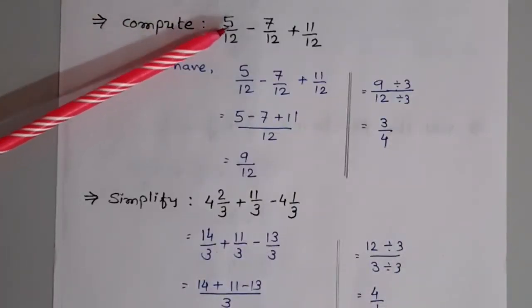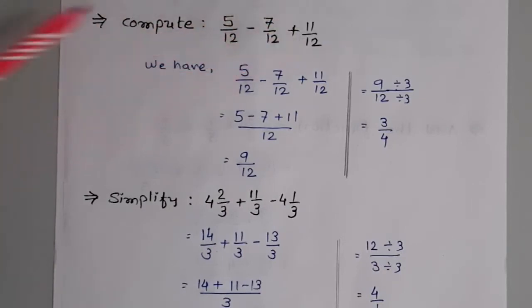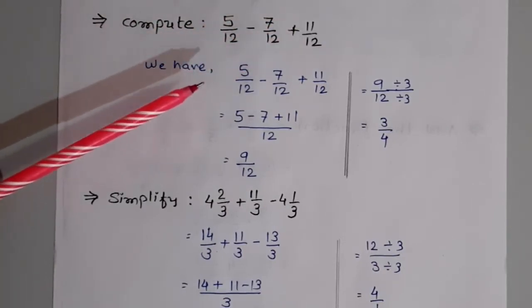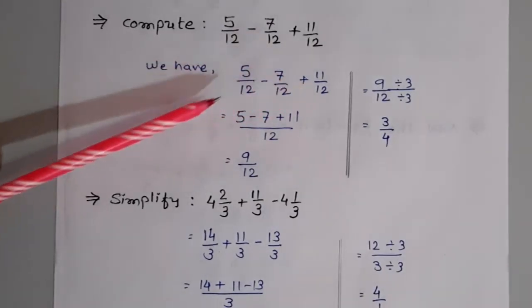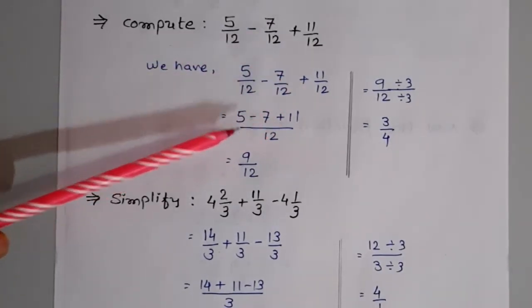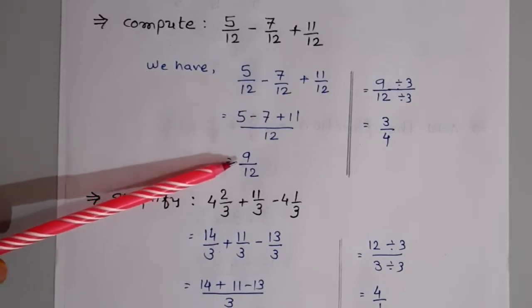Compute 5 upon 12 minus 7 upon 12 plus 11 upon 12. So we have 5 upon 12 minus 7 upon 12 plus 11 upon 12. So 5 minus 7 plus 11 upon 12 is equal to 9 upon 12.